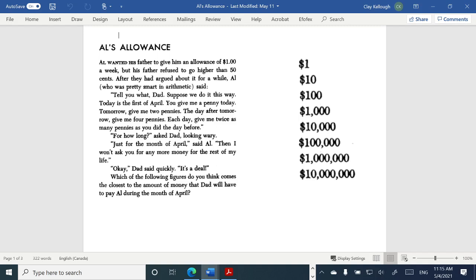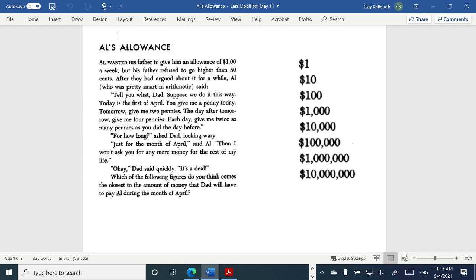So basically, do you understand the proposition here? Al says, give me a penny on April 1st. On April 2nd, give me 2 pennies, because that's twice as much as the day before. On April 3rd, give me 4 pennies. On the next day, give me 8 pennies. On the next day, give me 16 pennies.